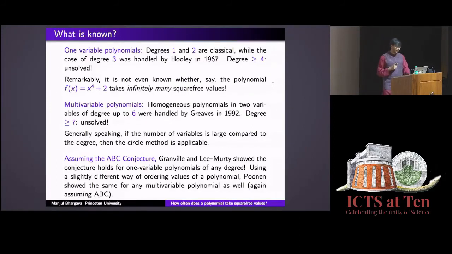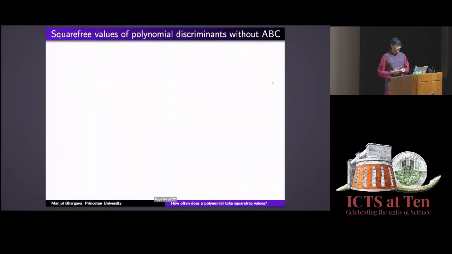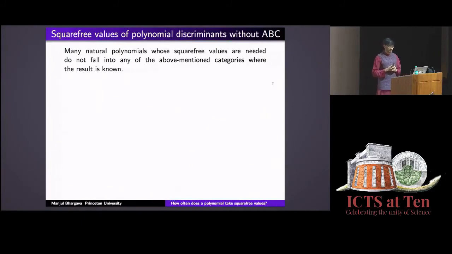Okay, so that's the state of knowledge about the problem. So I'll just mention one recent result that does handle one additional case that's been important for number theorists for many years. Many natural polynomials whose square free values are needed do not fall into any of these known categories that I just mentioned, because there are very few known categories.